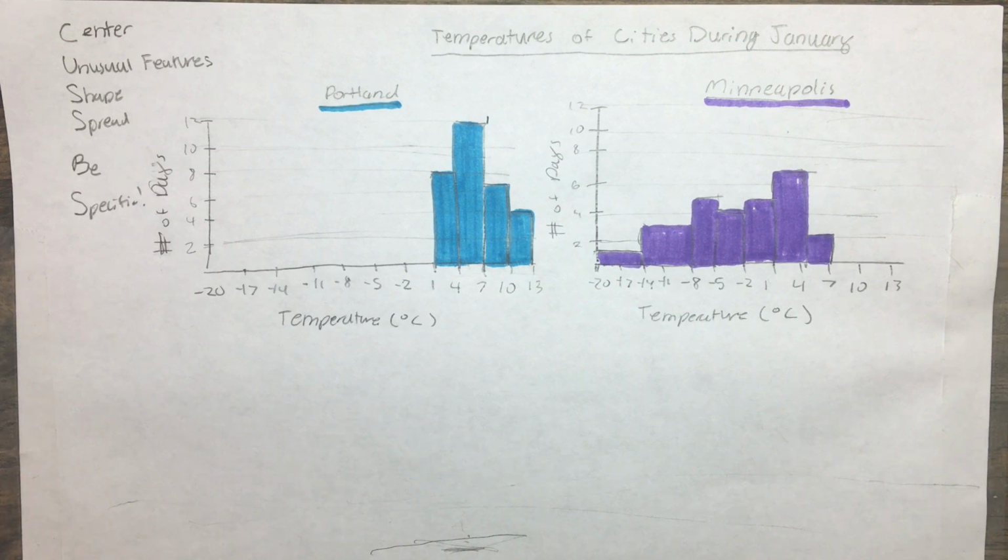And be specific. So when we write this, we're going to be using context, describing which graph we're talking about. And since it is comparing distributions, we're also going to be using words that compare, like higher, lower than, greater than, stuff like that. Okay, so let's start with center.